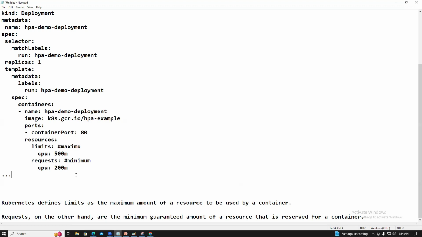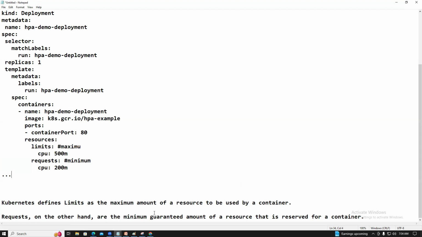Once the maximum CPU is crossed, it automatically creates another pod. Right, guys? The minimum request: if the pods are increased and then the CPU usage decreases to 200, it automatically decreases the pods. That is resource limits and requests.